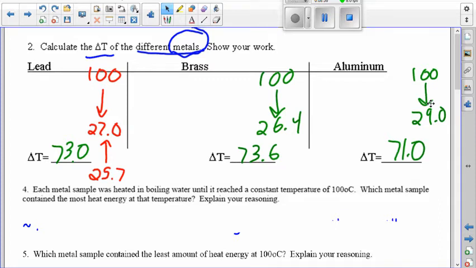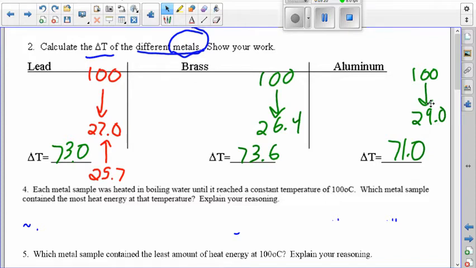Sort of like, so one of those metals had the most heat energy, okay? And I'm trying to figure out, was it the lead, the brass, or the aluminum? Which one had the most heat energy? Washburn, you want to give it a shot? Aluminum. Why did you say that? Because when it started, it was way lower, and it was way higher than all the rest. What was way higher? The water temperature and the metal temperature.